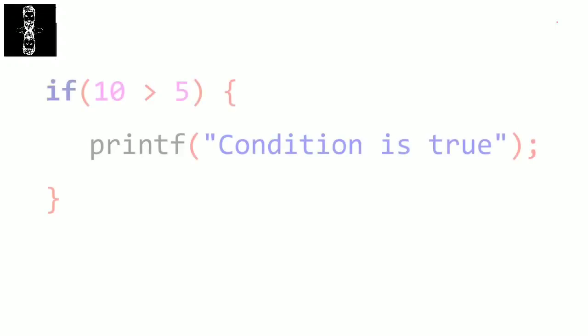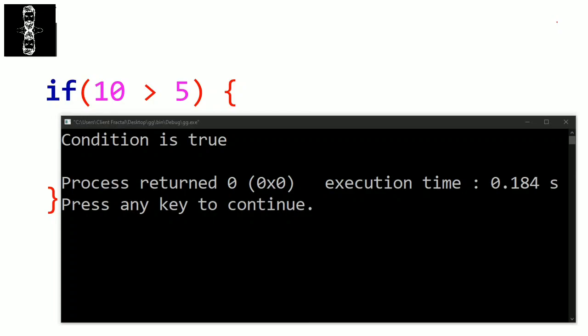We start with a basic one. Let's say if 10 is superior than 5, print condition is true. So here what's going to happen? The computer is going to evaluate 10 is superior than 5, and if it's true, it will print condition is true. We all know that in fact 10 is bigger than 5, so when we compile, we get in console condition is true. And we're not obliged to put only one instruction, we can basically put an infinite number of instructions.